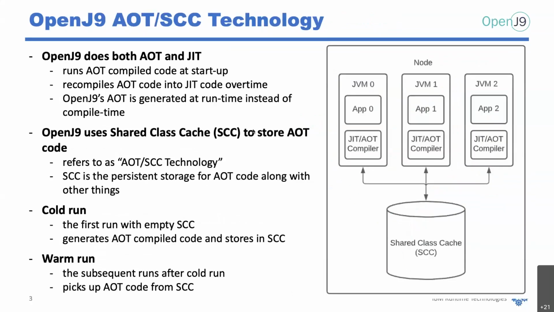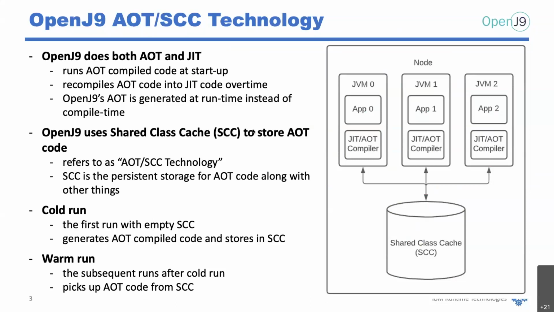Now I'm going to bring OpenJ9 into the picture. So which type of compilation does OpenJ9 use? OpenJ9 uses both types of compilation. It can run AOT compiled code at startup for the purpose of achieving faster startup and ramp up as well as lower memory footprint. Then over time, it will recompile the AOT compilations into JIT compilations to achieve higher steady state throughput. What OpenJ9 is doing is trying to get the best from both worlds.